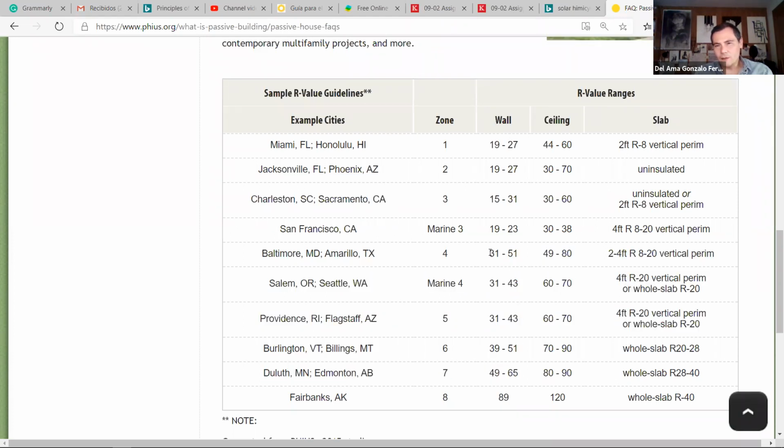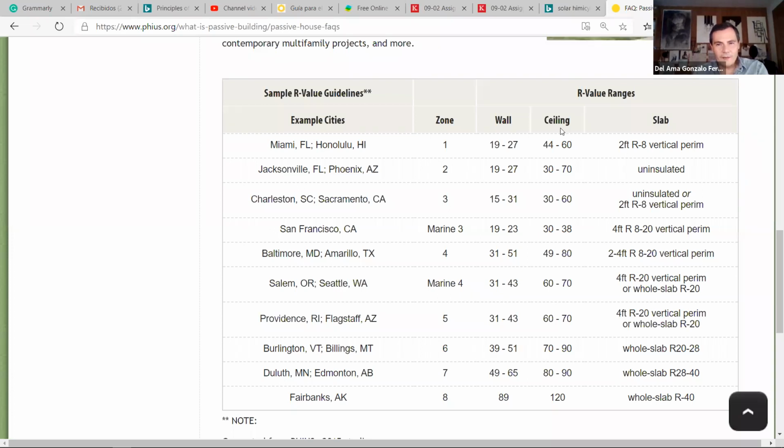Okay, so if you design walls and your wall R value is around 50, you don't need that in Florida, and probably you need more in Alaska. But in the rest of the places in the United States, it goes well. Okay, so that's where the R value equals 50 comes from.